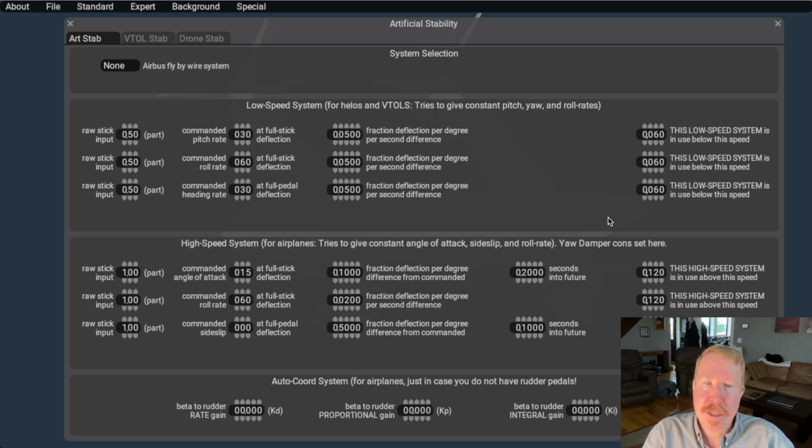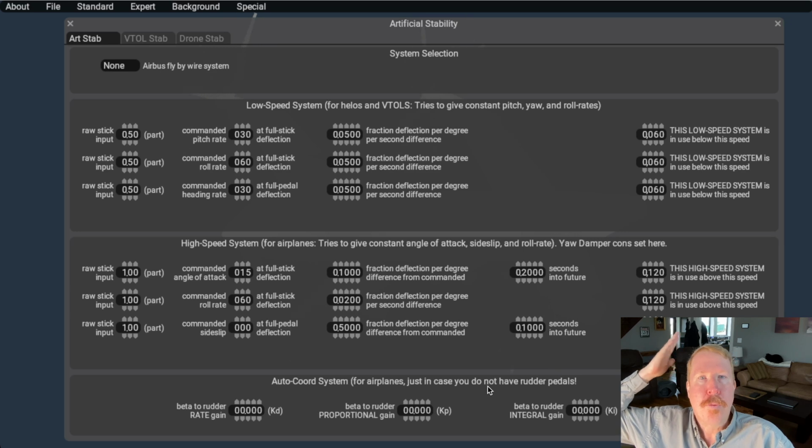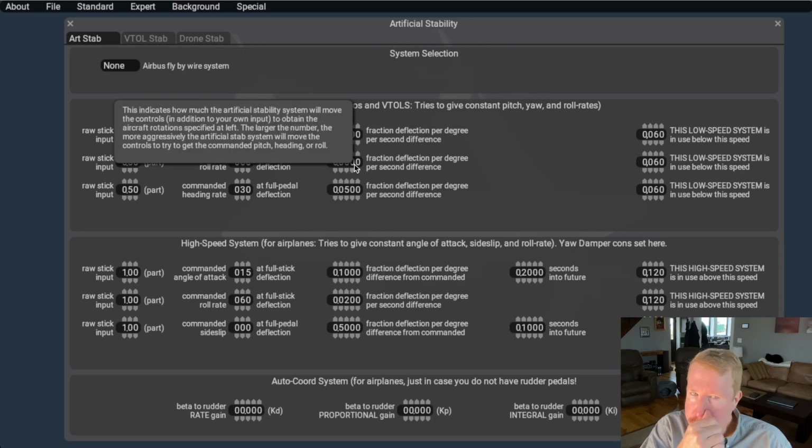Now, at the bottom of this screen, we have something a little bit interesting, the auto coordination system. This is just a yaw damper, and we have yaw dampers on Boeings, Moonies, all kinds of airplanes. And all a yaw damper is, is this little controller for the rudder in the back of the airplane, just to try to stop the airplane from yawing off to the side too much. That's all a yaw damper is. Tons of planes have them, and you can have a yaw damper in X-Plane even if you don't have this fancy low speed and high speed flight control system.